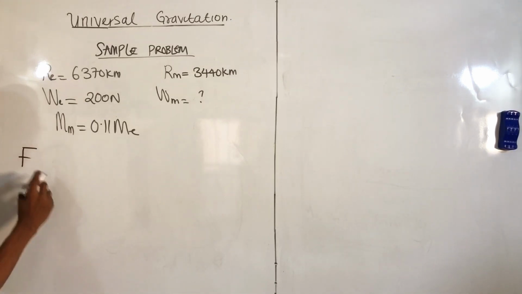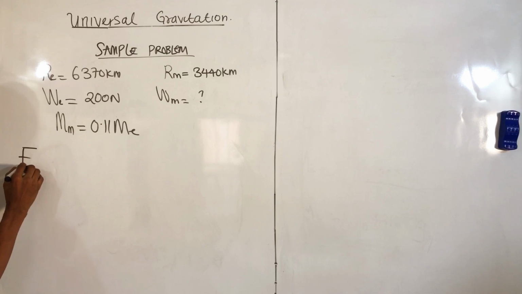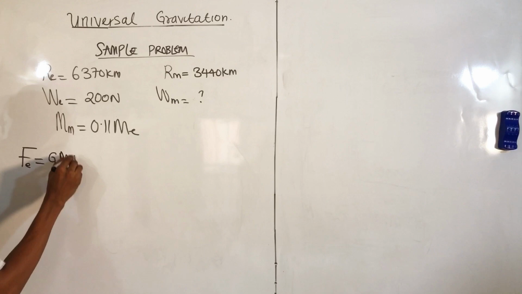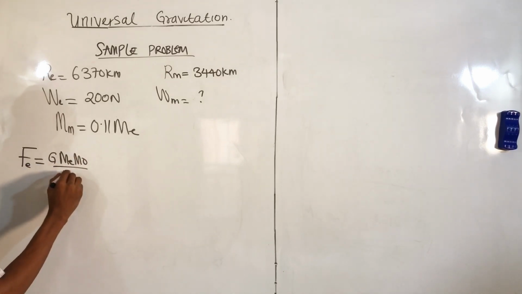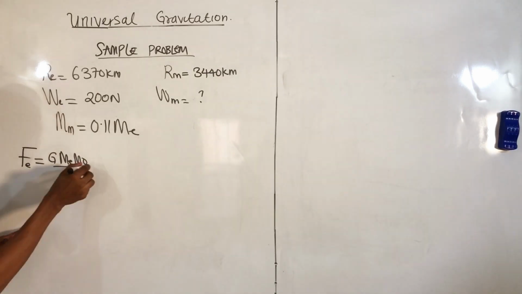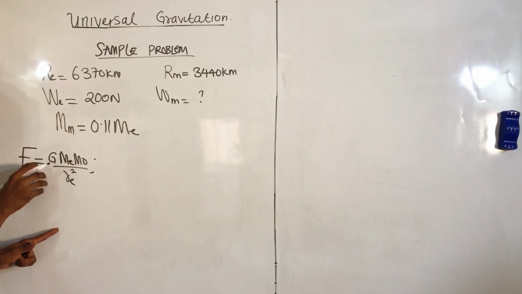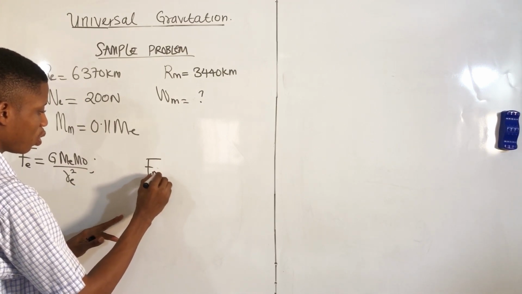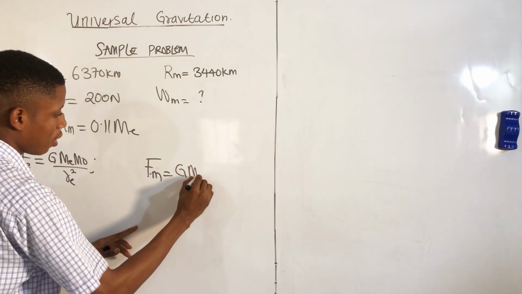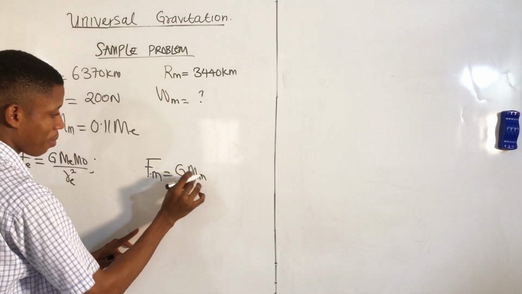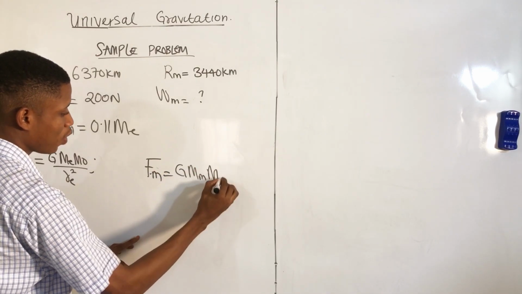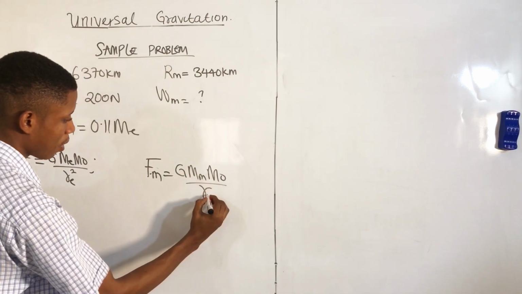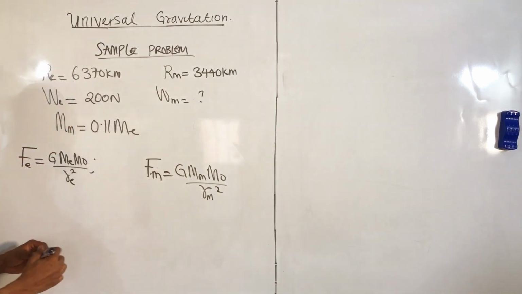So therefore we have a case where the force of attraction between the Earth and the object, let's put this as the force of attraction on Earth, is equal to G, the mass of the Earth, the mass of the object, over R squared. So let's put the radius of the Earth. So this is the force of attraction between the Earth and the object. For Mars, let's put the force of attraction on Mars. This is G, the mass of Mars multiplied by the mass of the object, over the distance of separation, which is the radius of Mars. So we are putting the square of the radius of Mars.